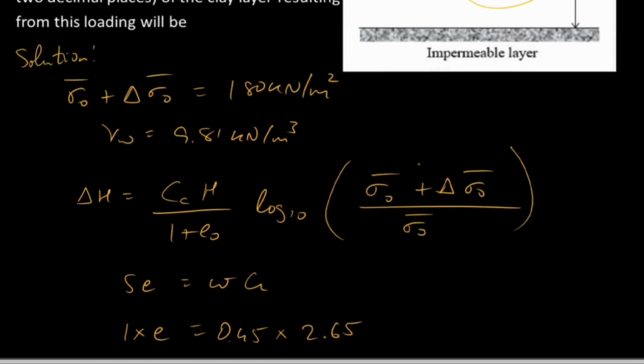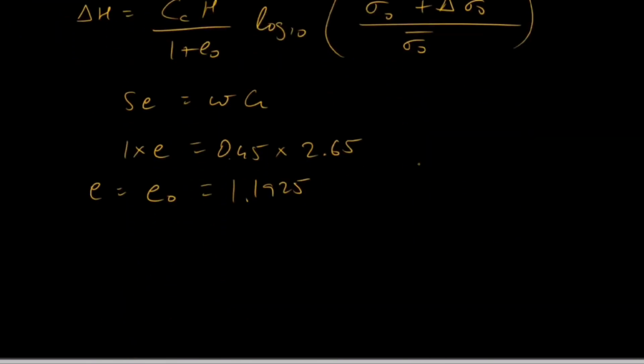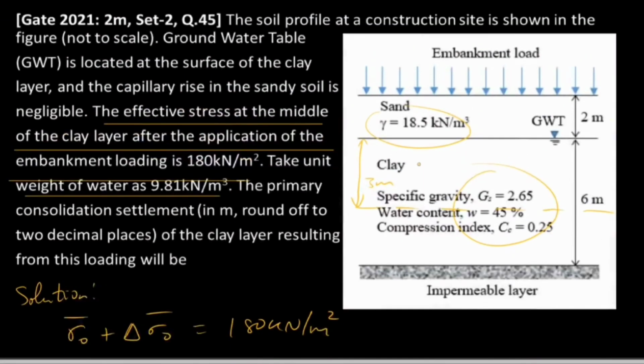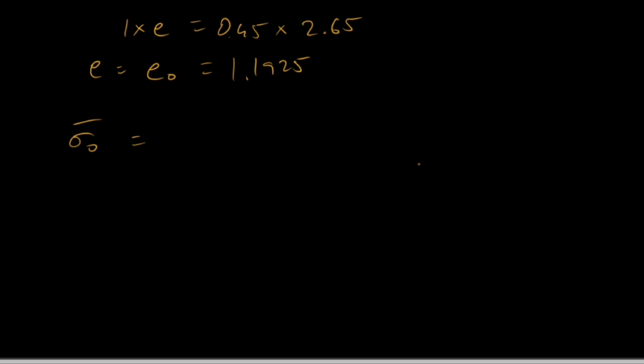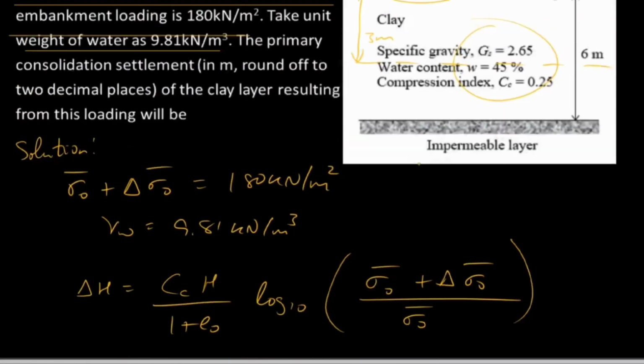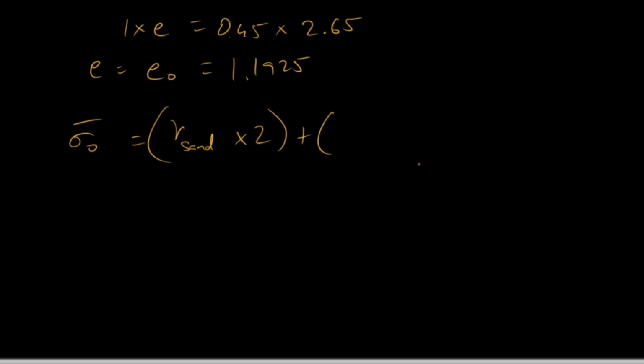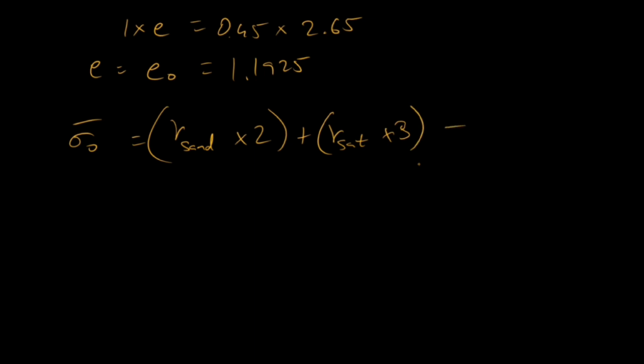Now calculate the effective stress till the middle of the clay layer. That gives you the unit weight of sand into depth, that is gamma sand into 2 meter, plus, since the clay layer is in saturated condition, we need to find the saturated unit weight of the clay layer into 3, minus, since this is total stress and we need effective pore pressure, gamma W into 3, because the water layer is present just above the clay layer.